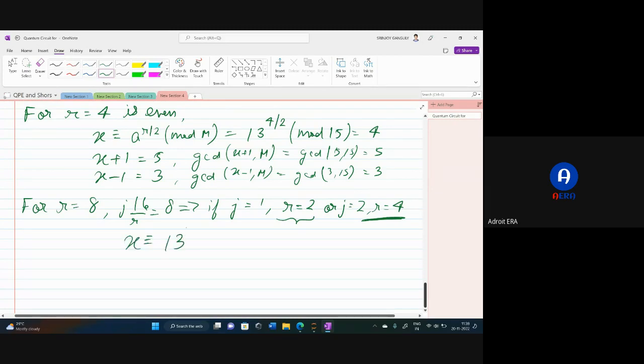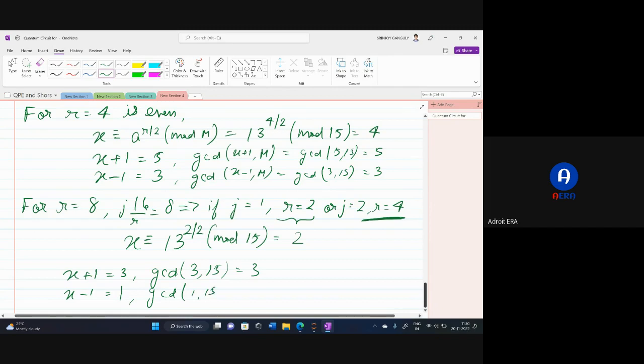So x is 13 to the r by 2, which is 2 by 2, mod 15, which gives 2. Therefore x plus 1 is equal to 3 and x minus 1 is equal to 1. Again, the GCD of 3 comma 15 is equal to 3, and again calculate the GCD.